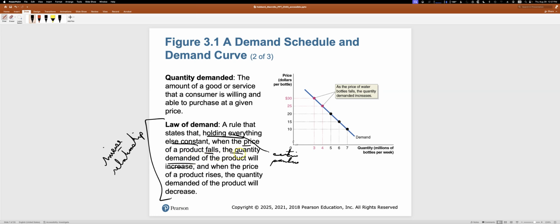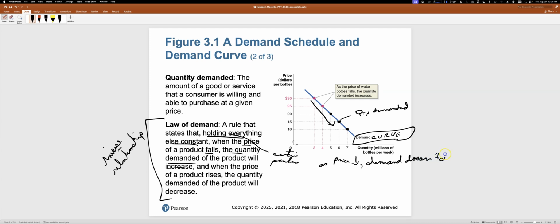Why am I saying that now? Not demand, but quantity demanded. So while the entire relationship is the demand curve, this is filled with quantity demanded points. And so we can see here that I'm moving along the curve. Let's put it another way here, as the price falls, demand doesn't change. What do I mean by that? I mean the curve didn't shift, right? The curve doesn't move at all as the price is falling.